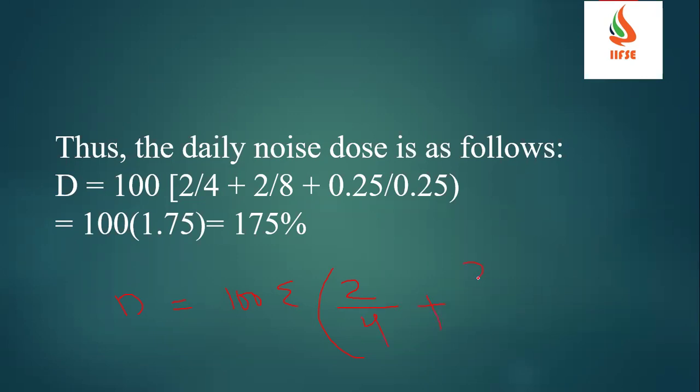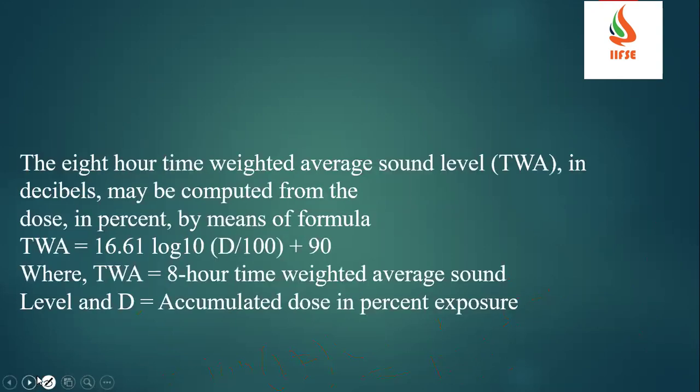So for 90 dB, 2 hours, generally he can be exposed for 8 hours. And for 115 dB, he can be exposed 0.25, and it is 0.25, so this gets cancelled. You will get 100 into 1.75. By multiplying, we get 175%, which means he is being exposed to more than the permitted noise level.